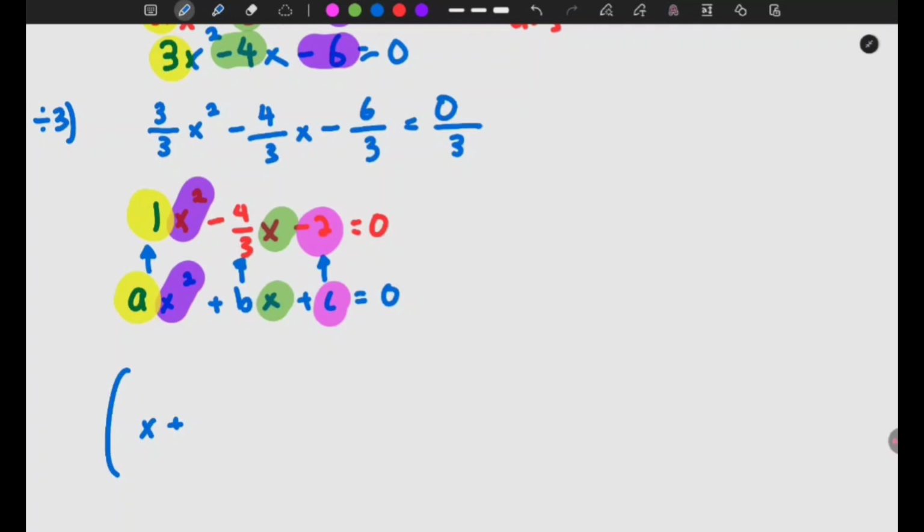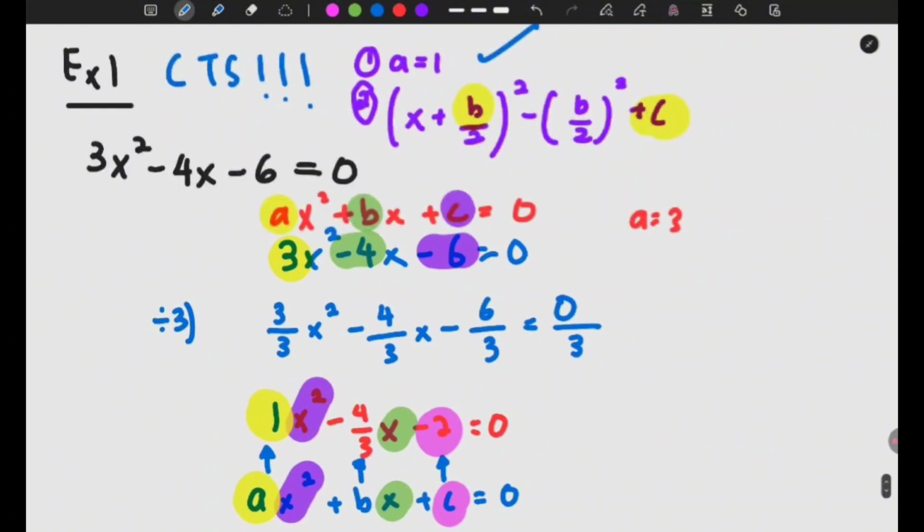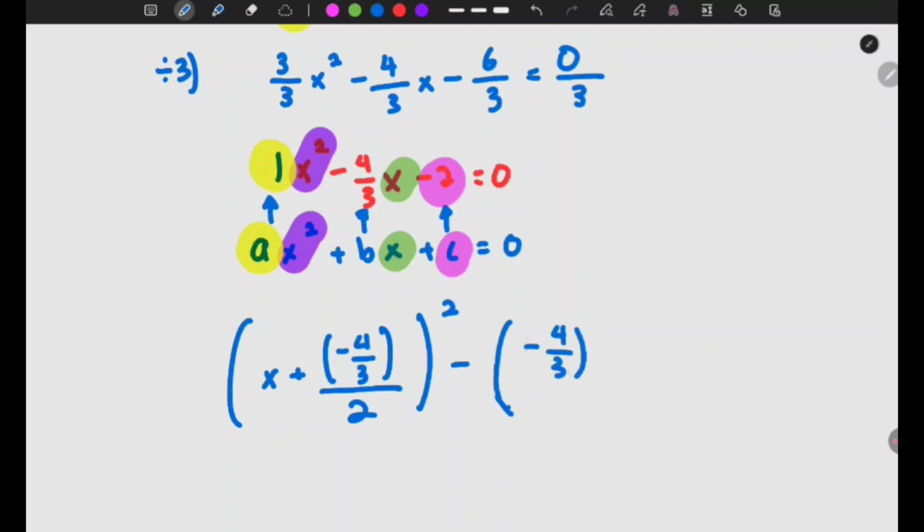So now your b is -4/3. Don't take 4, it's wrong. Don't take -4, it's -4/3. So your b is -4/3 over 2, squared, minus again -4/3 over 2 squared, and plus your c, which is -2. Take everything from the new equation, the new general form, the new general equation that you found. Again, I'm saying take from the new one. Don't take the old one. The old one, just ignore, throw it in the rubbish. You will never use the old one again.